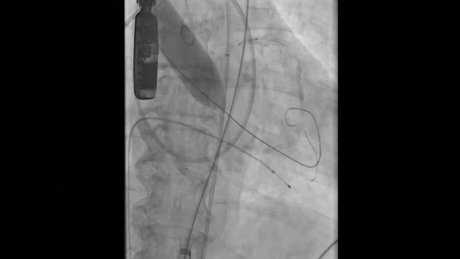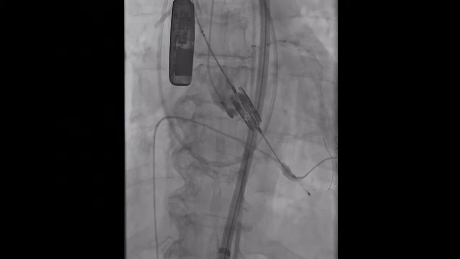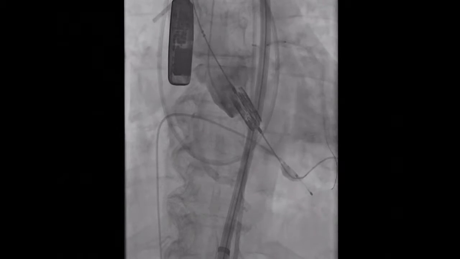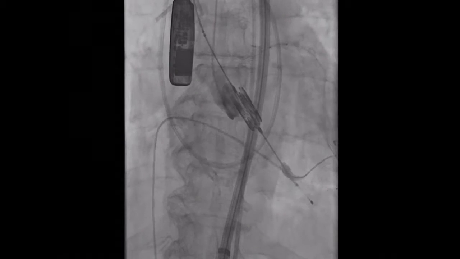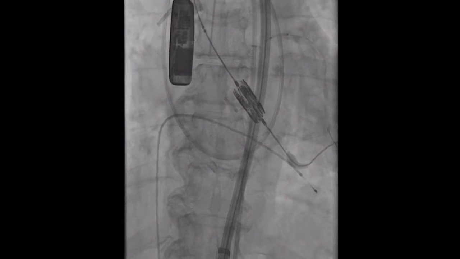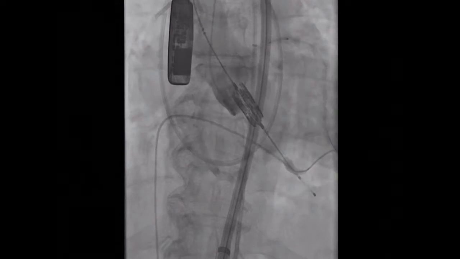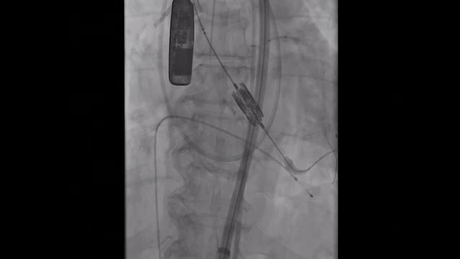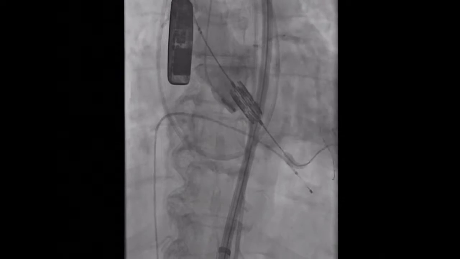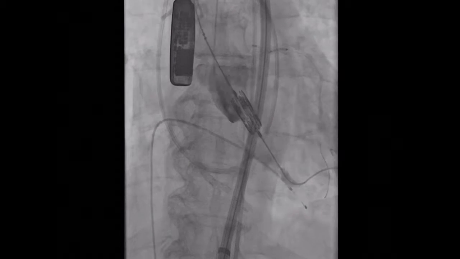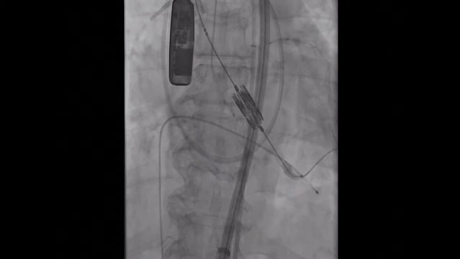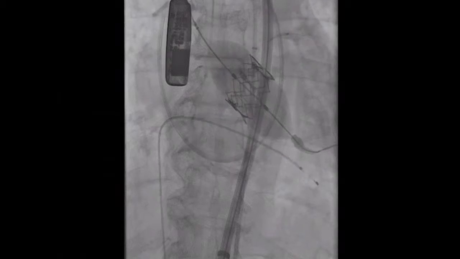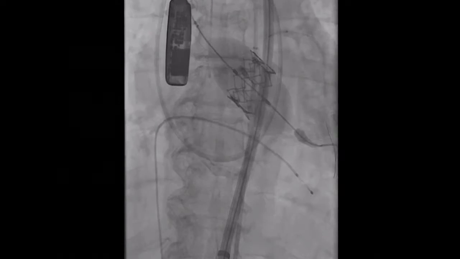Next. So this is the case. Now we are deploying the Sapien XT. Now the whole question comes, Sapien XT versus Sapien 3, knowing that the height of the Sapien XT is smaller than the Sapien 3. So many people prefer XT for this purpose. Same thing when you are doing a valve-in-valve, high chance of coronary occlusion, so Sapien XT may be preferred over the Sapien 3, but at the same time we know the CoreValve has a lower risk of coronary obstruction.